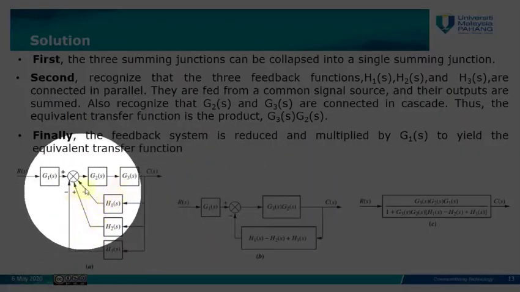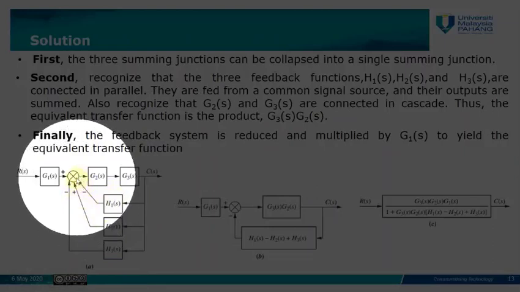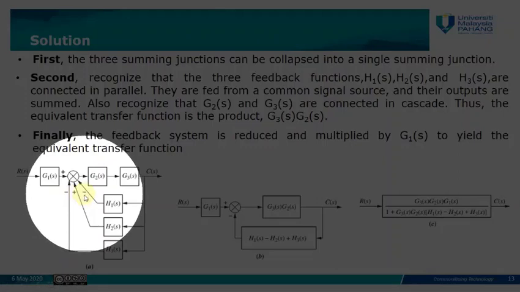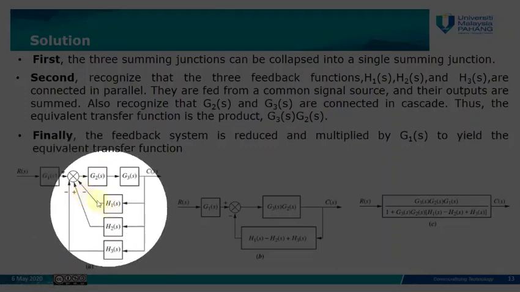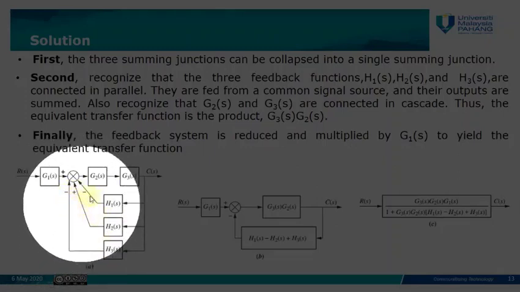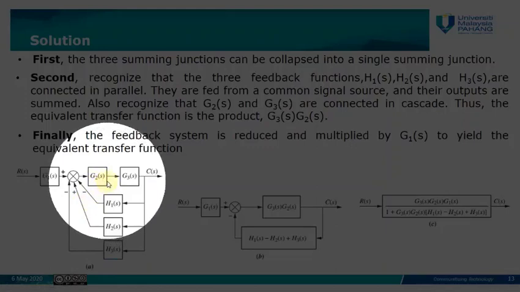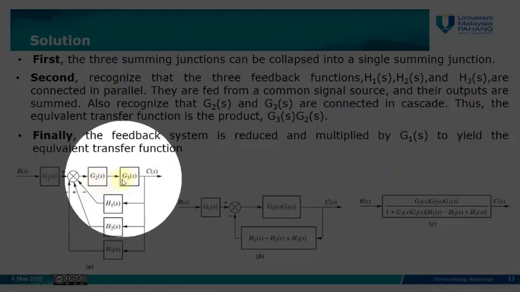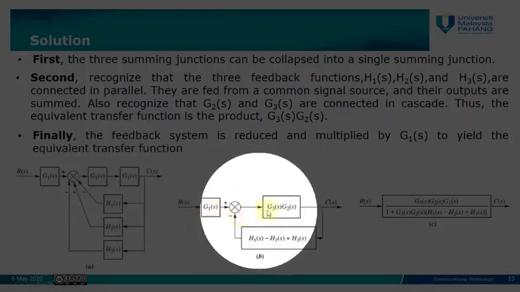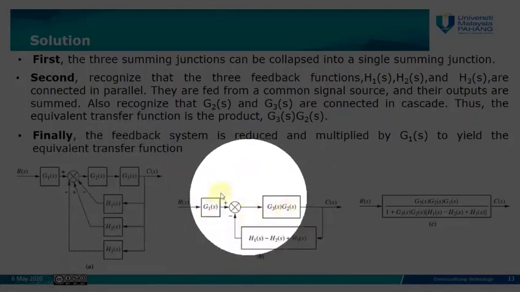The first, we combine three summing junctions into one summing junction, considering the sign of the inputs. Here we have negative for H1, positive for H2, negative for H3. Then the next step, these two blocks are in cascade, so it gives you G3, G2.